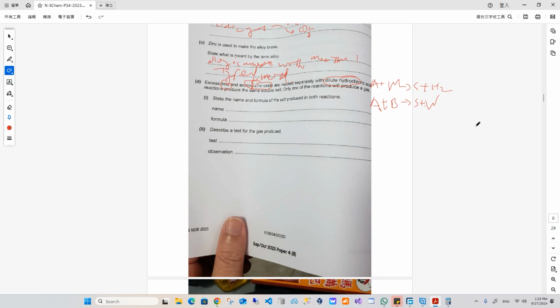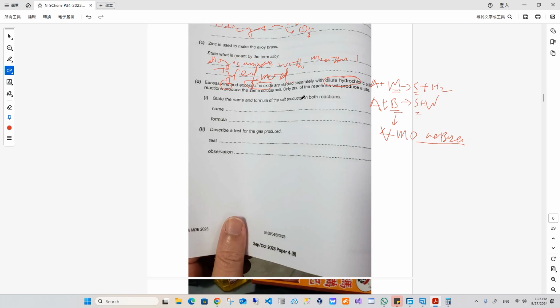Those are the two reactions, and all metal oxides are bases. Remember, zinc oxide is a metal oxide, so it's the base. So we form salt in both, but zinc is a metal, so they're under two different categories of reactions. One will give you H2, one will give you water.